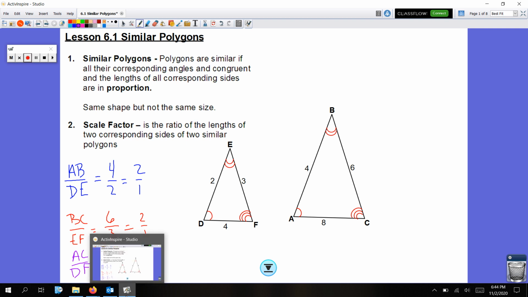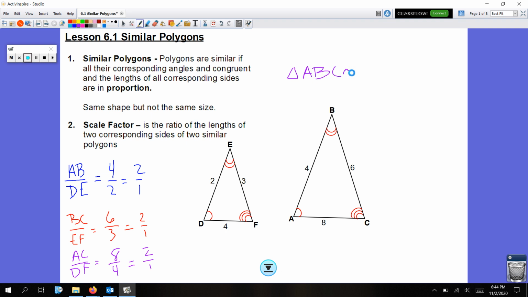So I can say the triangle ABC is similar. So, okay, similar is different than congruent, right? It just has that little squiggly. Similar to triangle, and I want to make sure I name the second triangle in the correct order. So since I started with A, I'm going to start with D, E, F. Okay? Order matters. You want to make sure that angle A corresponds to D, and B corresponds to E, and C corresponds to F. All right, beautiful.